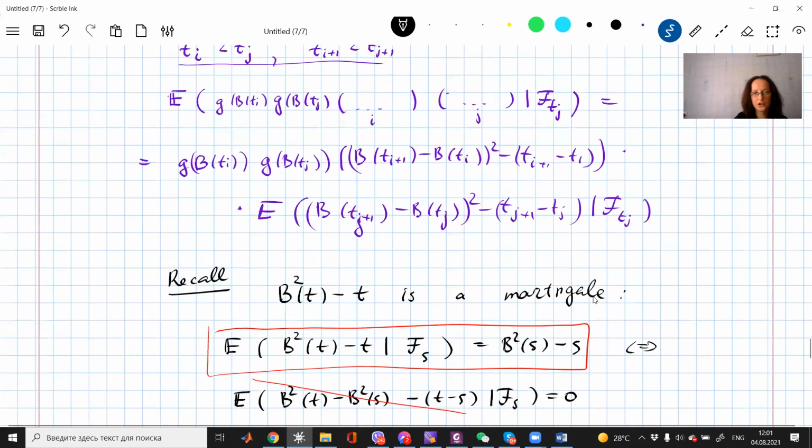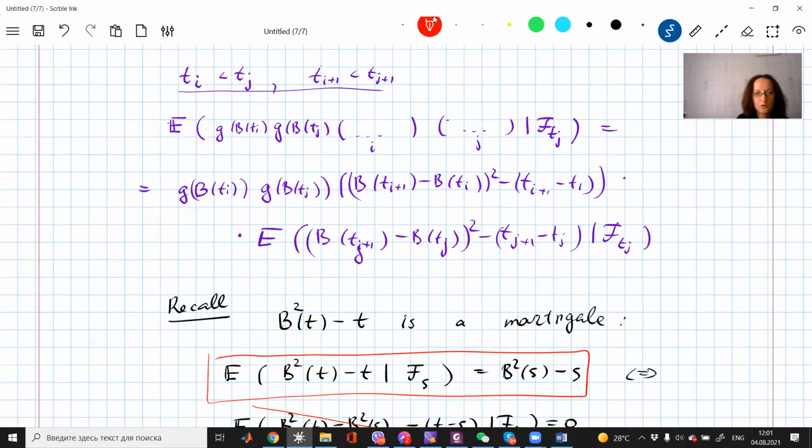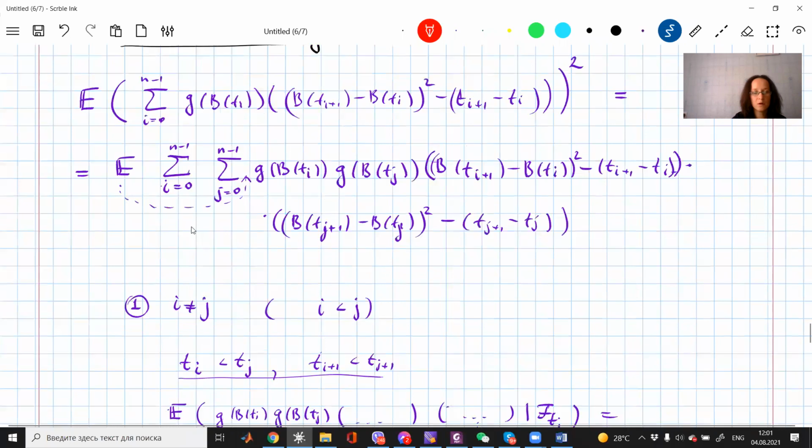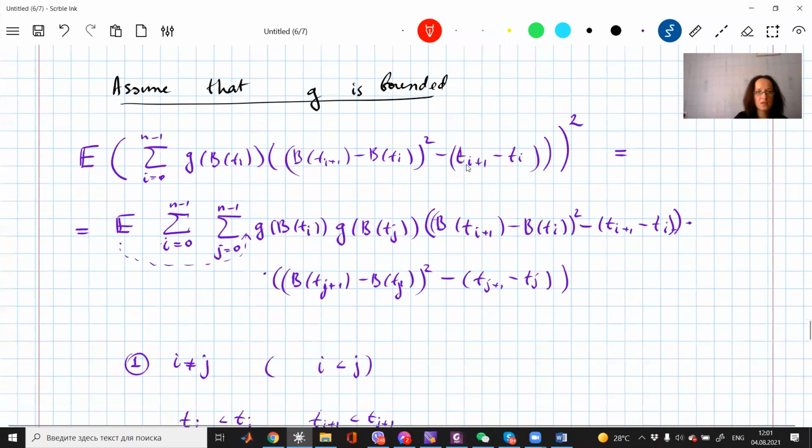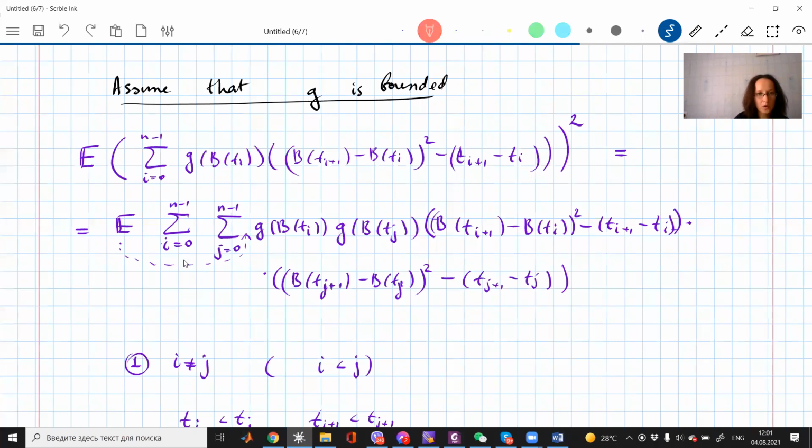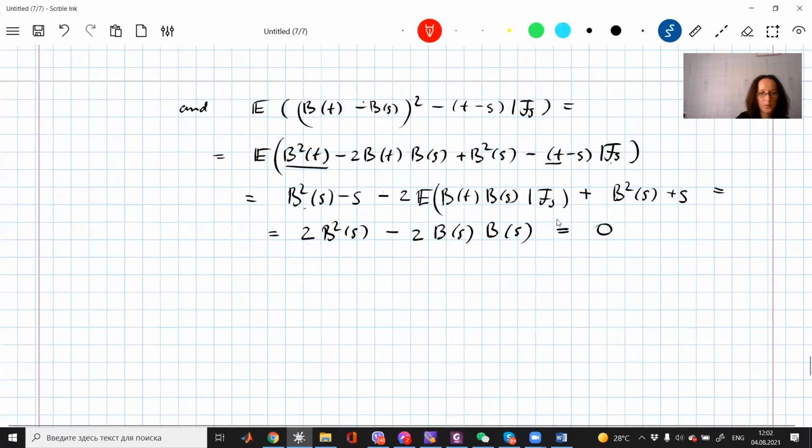Let me come back here. What I proved here is that this is zero. So in my sum, all terms with different indexes have zero expectation. So in this term, I have only summands with equal indexes in this square. So we continue.